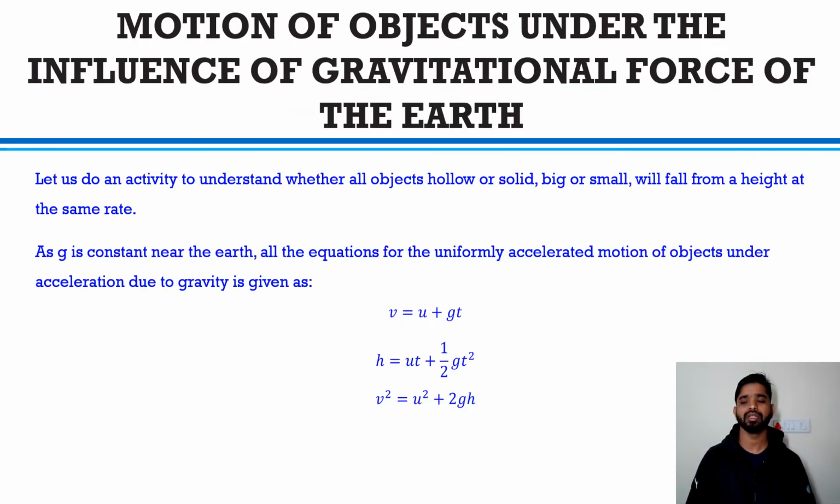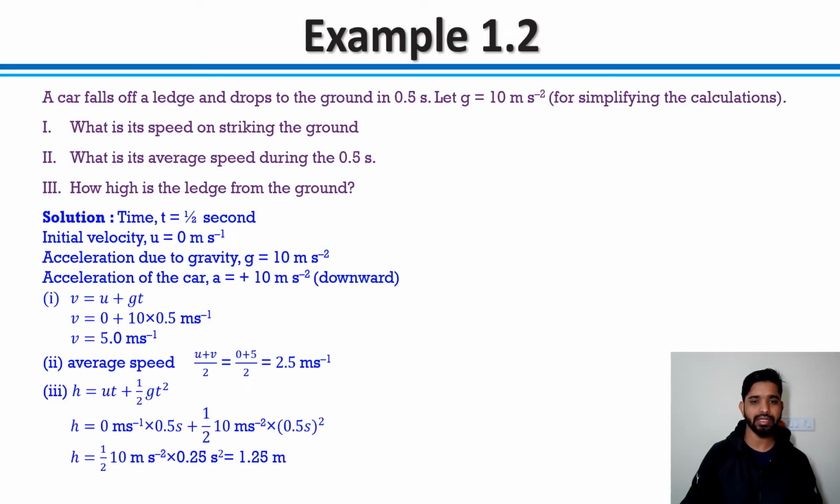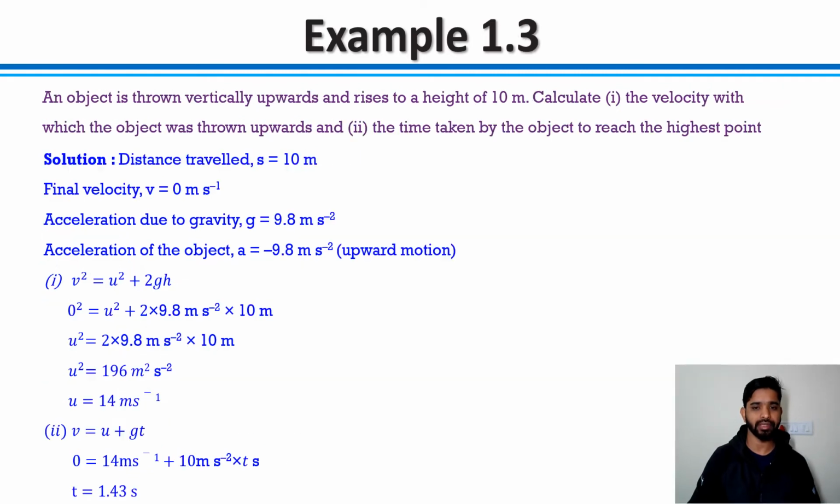We can change the laws of motion for an object under the influence of gravity by changing the acceleration value from a to g. So we have different equations of motion under the influence of gravity: v equals u plus g t, h equals u t plus half g t square, and v square equals u square plus 2 g h, where v is the final velocity, u is the initial velocity, t is the time taken, and small g is the value of gravity. These are some numerical examples based on the motion of an object under the influence of gravity.